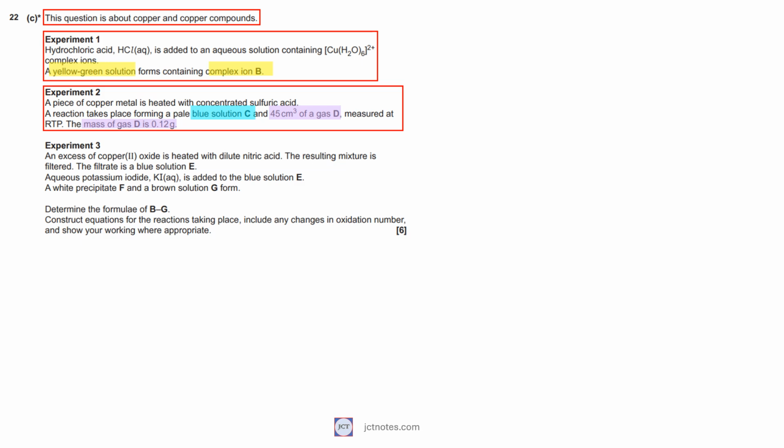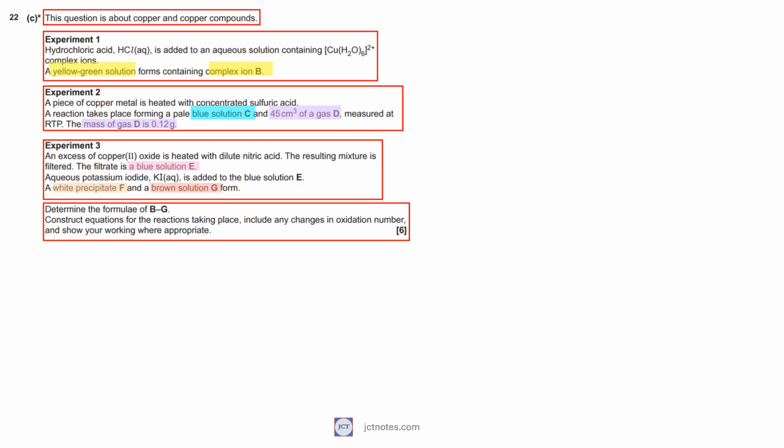In experiment 3, an excess of copper(II) oxide is heated with dilute nitric acid. The resulting mixture is filtered. The filtrate is a blue solution A. Aqueous potassium iodide is added to the blue solution A. A white precipitate F and a brown solution G form. We are asked to determine the formulae of the species B to G and construct equations for the reactions taking place, including any changes in oxidation number.